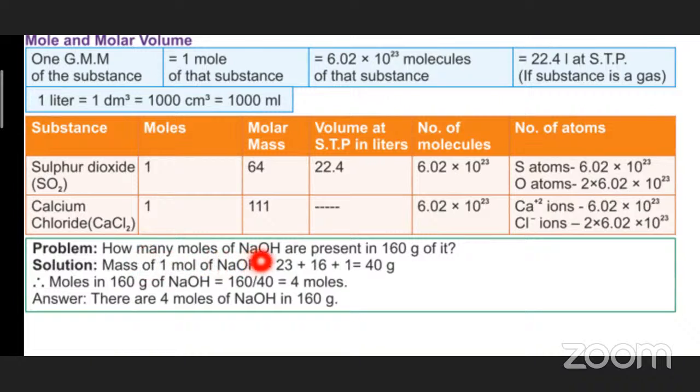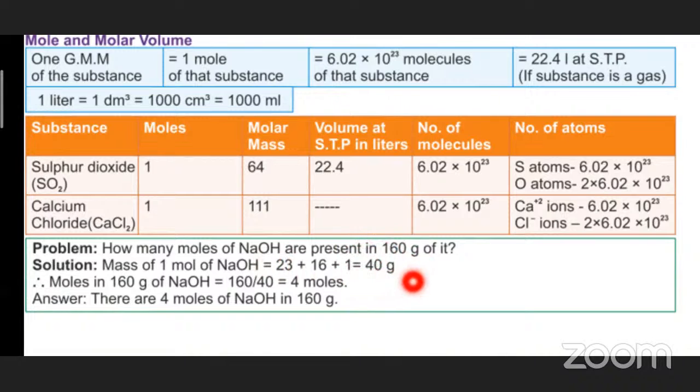How many moles of NaOH? What is NaOH? Caustic soda, sodium hydroxide. Okay. How many moles of NaOH are present in 160 grams of it? Whenever a problem is given, just see the formula, then calculate its molecular weight. So what is the molecular weight of NaOH? It is 40 grams. Sodium is 23, 1 oxygen 16, 1 hydrogen 1. So total it is 40 grams.